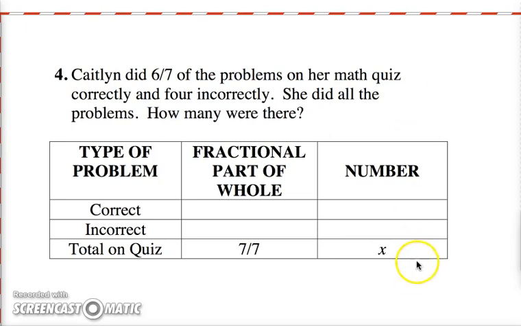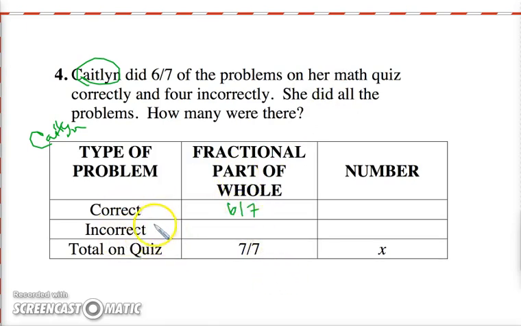That's the statement. So then I can say, okay, who is the problem about? We're talking about Caitlin. That's only one person. And then she has 2 types of problems. She has the correct ones, the incorrect ones, and she has the total on her quiz. Now, do we know how many problems she did? We don't. So we're going to put X, something we don't know. Then I go back to the sentence and it says, Caitlin did 6 out of 7 of her problems correctly. So here's 6 out of 7 correctly.